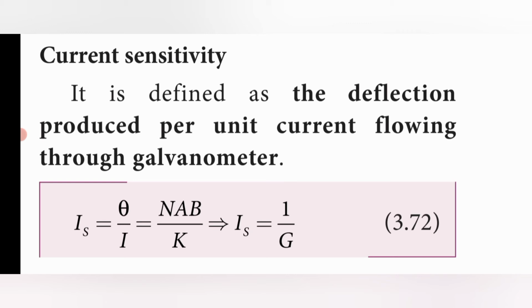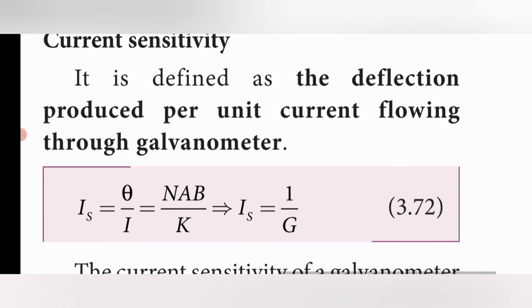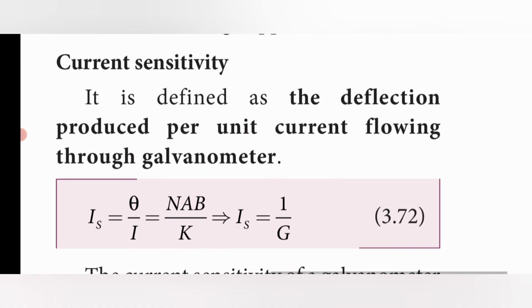So per unit current means the deflection theta divided by I. According to the definition, IS is equal to theta by I. Here theta is produced by the torque, so you have to substitute the torque value. So NABI divided by K into I. The I cancels, so the value is NAB by K, which is the reciprocal of G, where G is the galvanometer constant. So IS is equal to 1 by G.